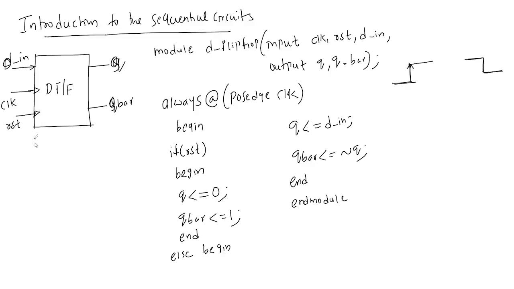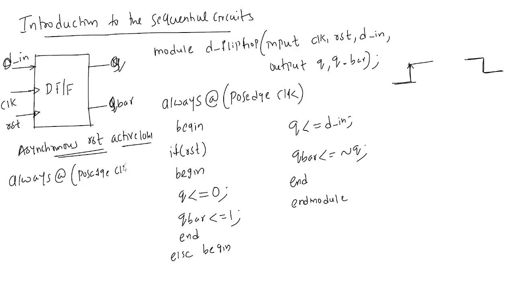Suppose you are using an asynchronous reset. Asynchronous reset means you need to write always at the positive edge of clock or negative edge of reset, if I am using active low reset. I need to use negedge of reset in place of this. So this is asynchronous active low reset.